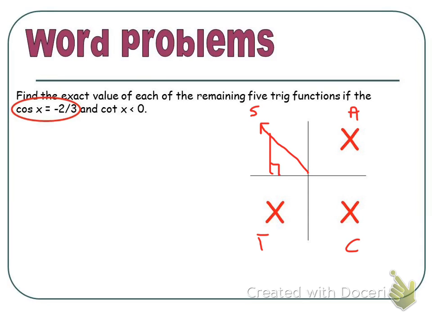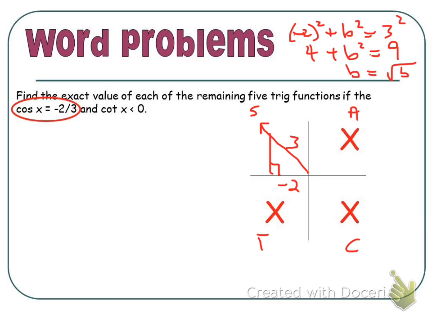So there's my right triangle. The adjacent over the hypotenuse makes this negative 2, makes this positive 3. And we find the other leg by using the Pythagorean theorem. Negative 2 squared plus b squared equals 3 squared. That's positive 4 plus b squared equals 9. Subtract 4, take the square root, and we get b equals just the positive root of 5, because we're talking about a distance here. So this is the square root of 5.